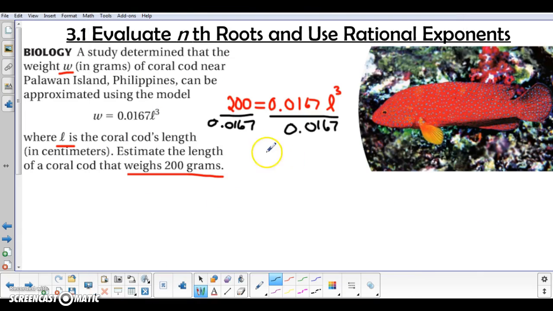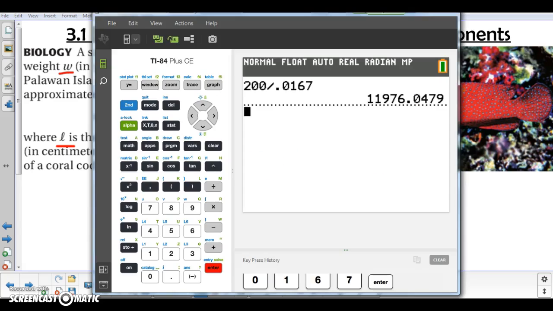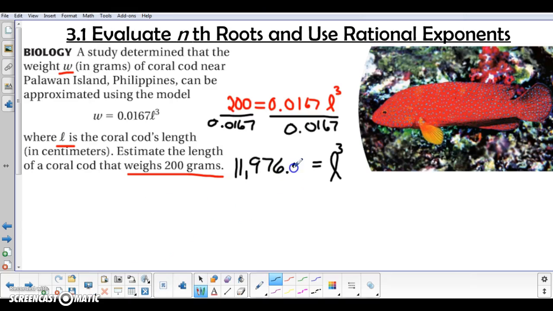I'm going to go back to our notes here. So what that's saying then is that L cubed, which is now by itself, is equal to around 11,976 and some change, so 0.05. So now my job is I have to get L by itself. Well, L to the third power equals this big 11,000 number.